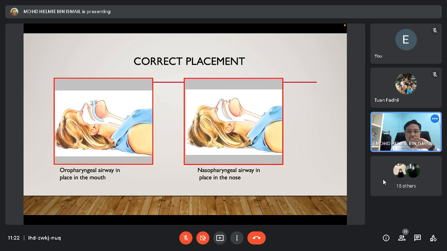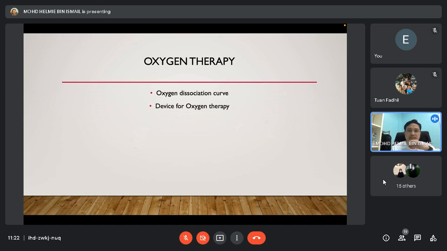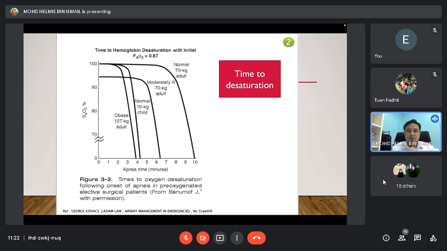10 minutes left. Alright, so we go to oxygen therapy. So why do we need to give oxygen to this patient before intubating? Because of this, time to desaturation.